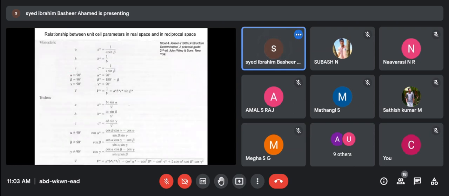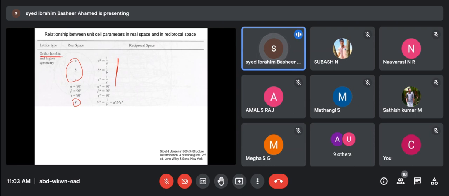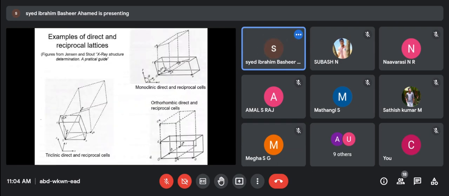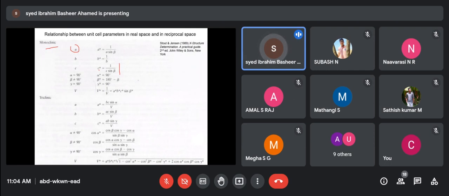I told you there are different lattice types and different crystal systems. This is for the orthorhombic system, and for monoclinic, real axes a, b, c, and a star is equal to 1 by a sin beta, b star is equal to 1 by b, c star is equal to 1 by c sin beta. And you can see for triclinic, a star is equal to bc sin alpha divided by V, and so on. Don't worry about all these formulas. You don't need to memorize them.